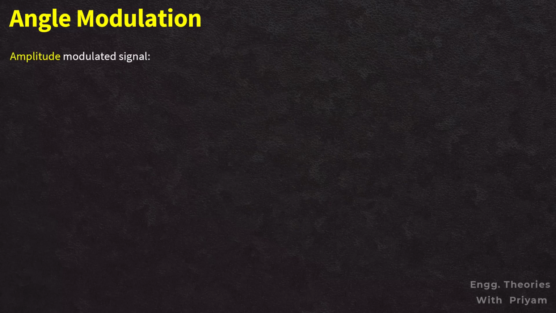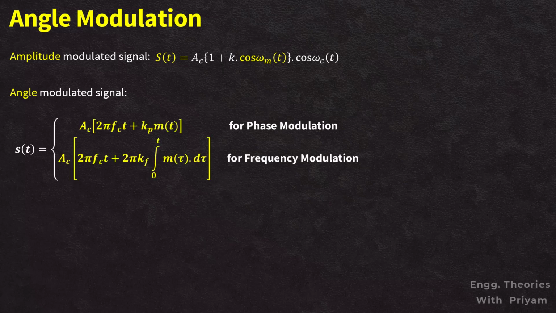For amplitude modulation, the amplitude modulated signal s(t) is equal to Ac into (1 plus k cos ωm t) into cos ωc t. And for angle modulation, s(t) is equal to Ac into cos(2π fc t plus kp m(t)) for phase modulation, and s(t) is equal to Ac into cos(2π fc t plus 2π kf integration from 0 to t of m(τ) dτ) for frequency modulation. This 2π fc can be written as ωc.